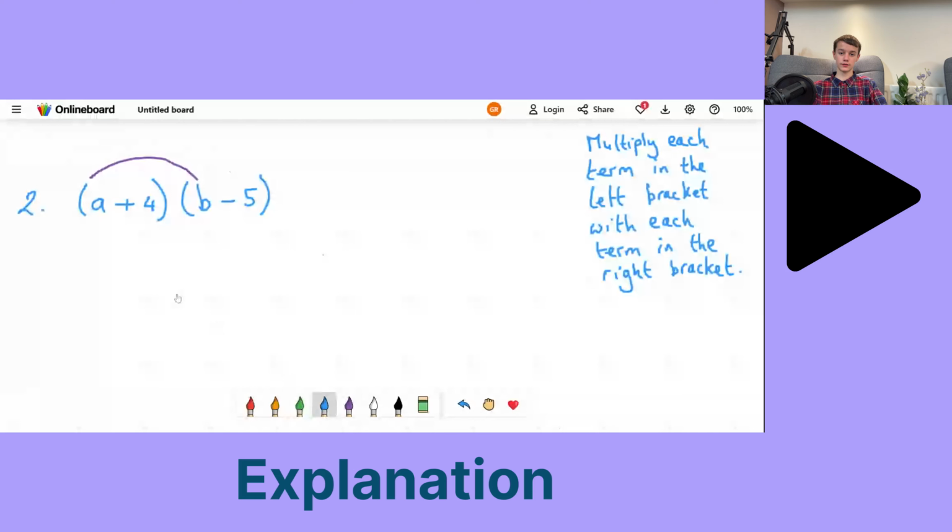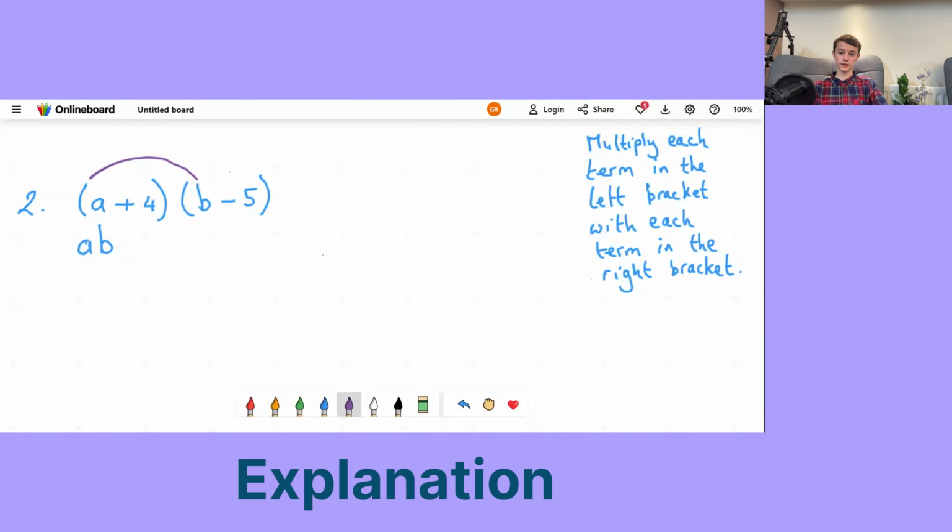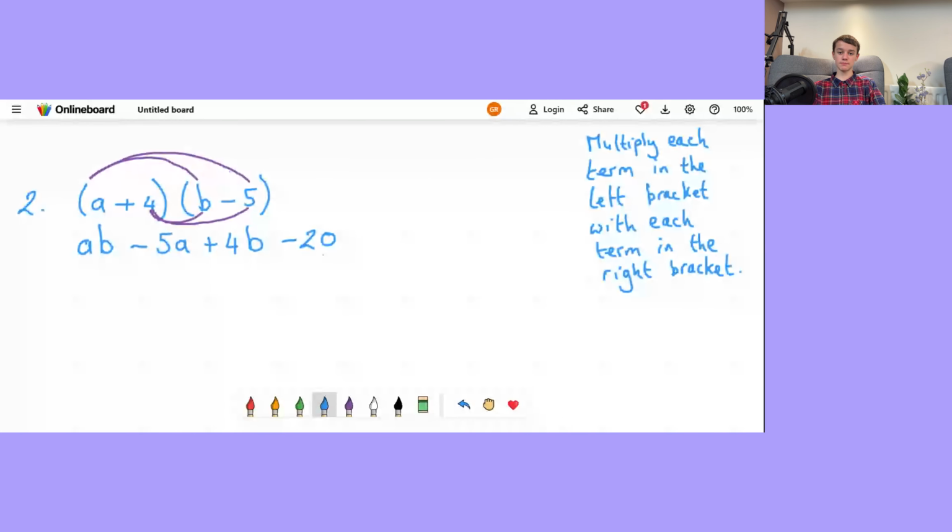First, you times the a times b, ab. Then you times the a by the minus 5, minus 5a. Then you times the 4 by the b, plus 4b. And then finally, you times the 4 by the minus 5, minus 20. Sometimes you need to simplify your answer, but here we don't need to.